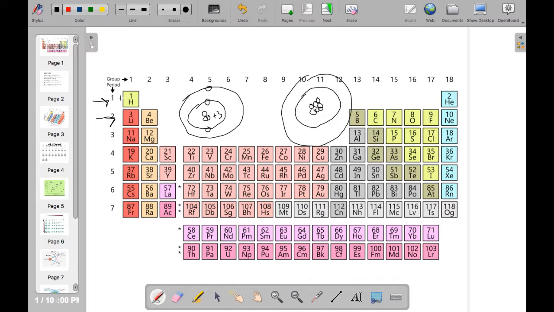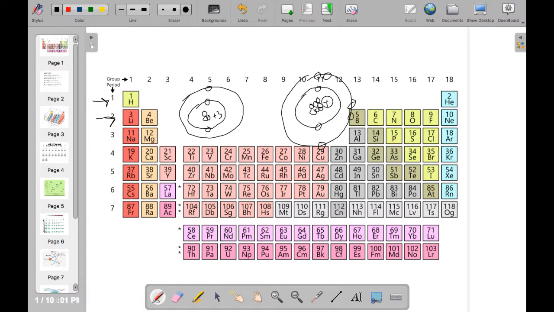Here we have hydrogen and helium. That's just in the first energy level, which can only hold 2 electrons. So as we go down, we add energy levels. But across the period, we don't. We add protons and neutrons, but we're in the same energy level. So here we're going to have 2 electrons in the first energy level, and then 1, 2, 3, 4, 5 in the second energy level.